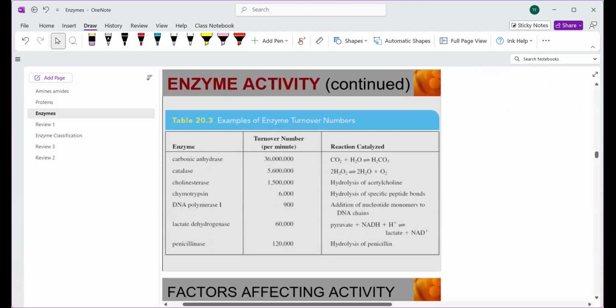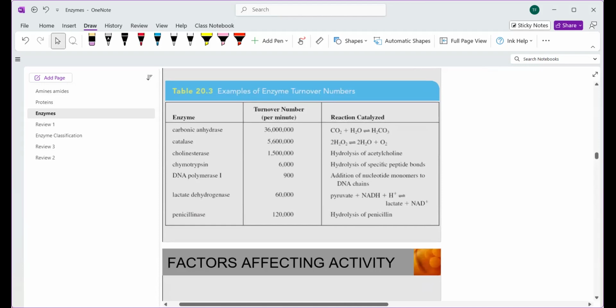That's all I wanted to say about rates. The rates vary horrendously. When you look at the difference between the turnover numbers between this one and this one, here we have 36 million turnovers versus 900. Big difference. It depends on the complexity of the reaction that the enzyme is catalyzing, and also the regulation pathways that determine the speed at which that's supposed to happen. So there are a lot of variables that determine how fast the enzyme is going to work.